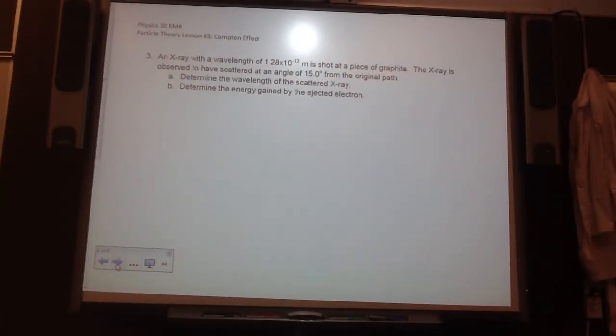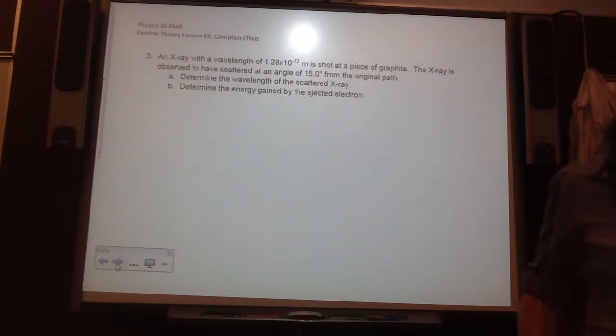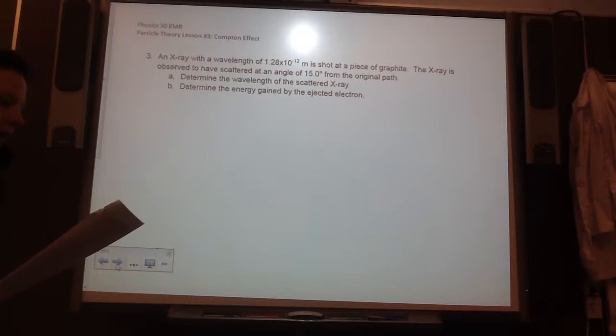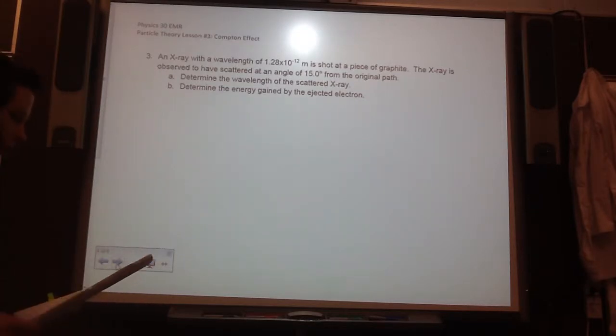Okay, so an X-ray's coming in, it's shot at a piece of graphite, and we can just assume it's an electron that's being hit. The X-ray is observed to have scattered at an angle of 15 degrees from the original path. First we're asked to find the wavelength of the scattered photon, and then the energy of the ejected electron.